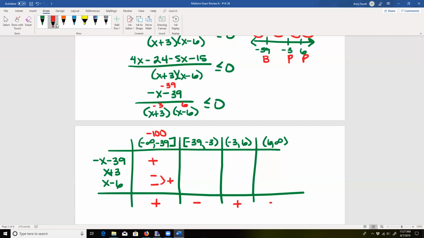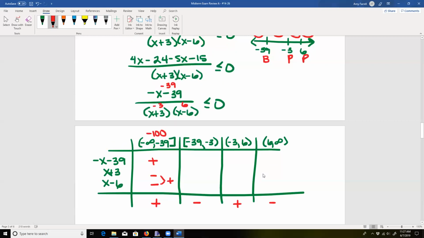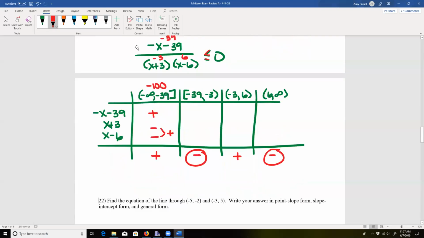And then I am going to cheat here and let them alternate. As long as your factors are unique, they will alternate like that. And this time, I'm looking for the negative results because we want this to be less than or equal to 0. So we're looking for this to be negative. So my final answer then is negative 39 to negative 3. So all of those numbers in that interval satisfy the inequality, as well as the numbers from 6 to infinity, not including 6.